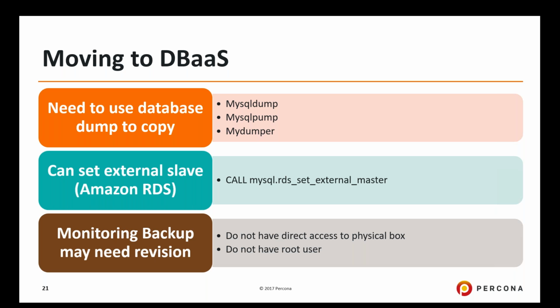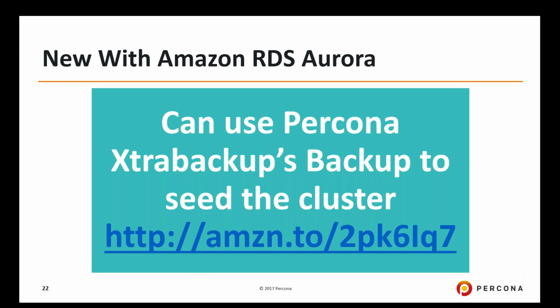Another thing you probably have to change is your monitoring and backups, which will likely need some revisions. Some of that is because of the good features Amazon RDS and other database server offerings have. Another is that chances are you don't have access to the physical box and a root account, so you have to adjust your strategy here. I mentioned that for most database systems you have to use a logical dump, which is not pretty. The great thing for Amazon RDS Aurora is you can actually use Percona XtraBackup to seed the cluster.